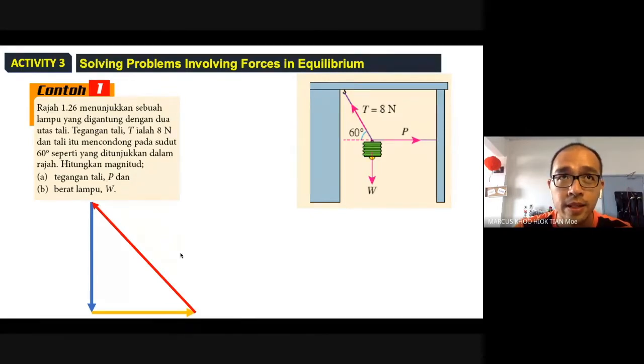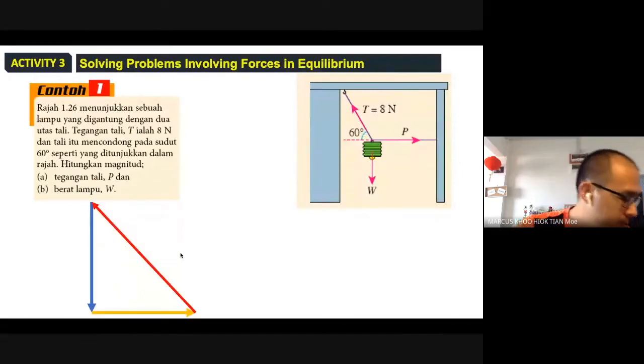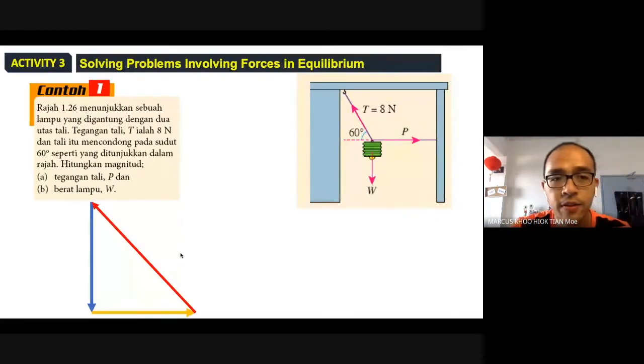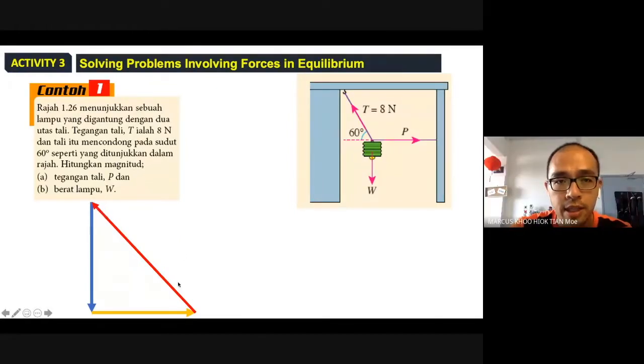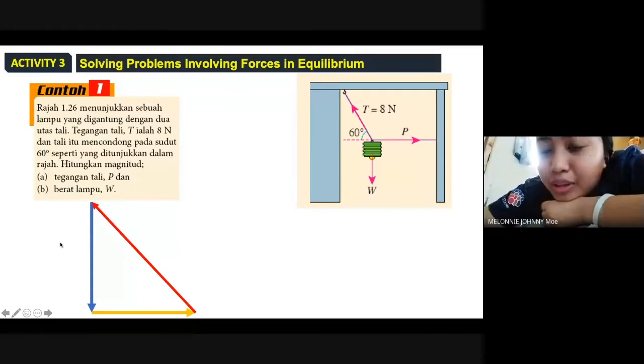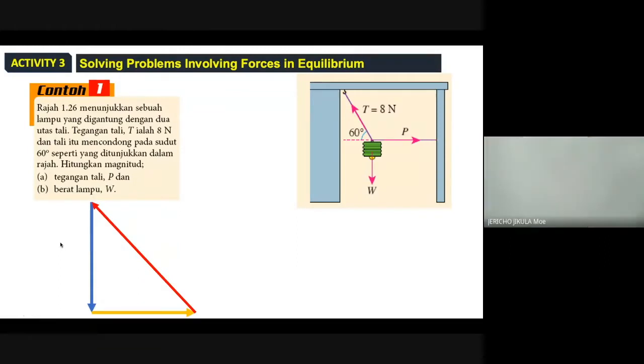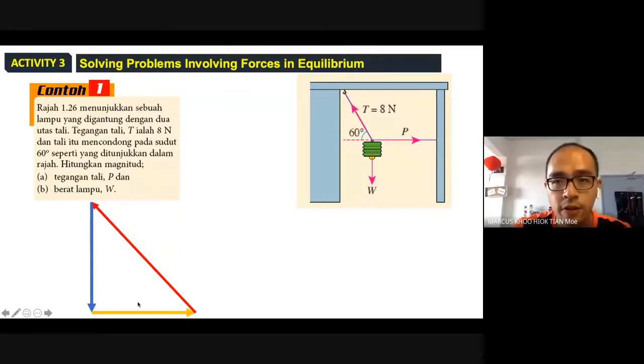Sorry, somebody, anybody. Red force is what letter? Huruf apa? Okay. Red force is T. The blue force? Weight. Okay, weight. And the yellow force? P.